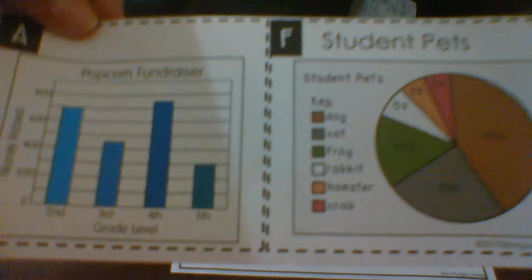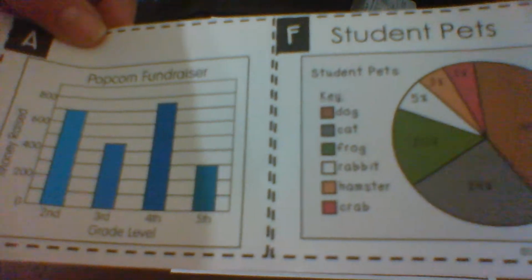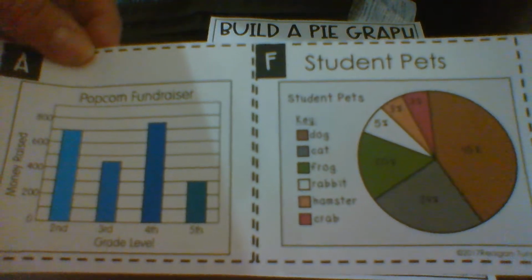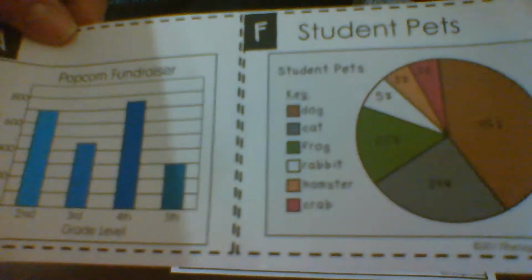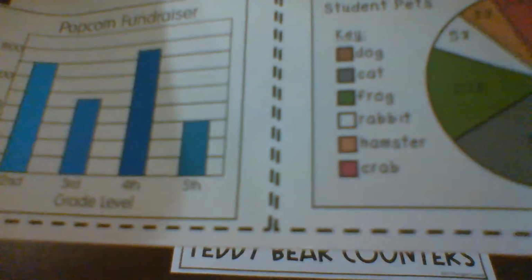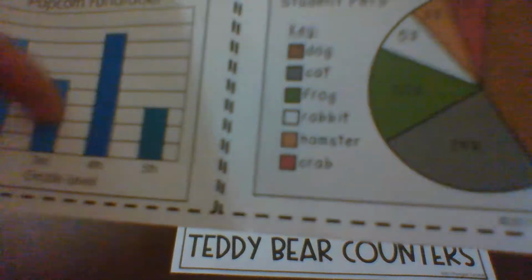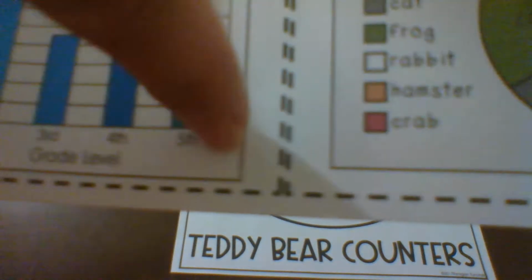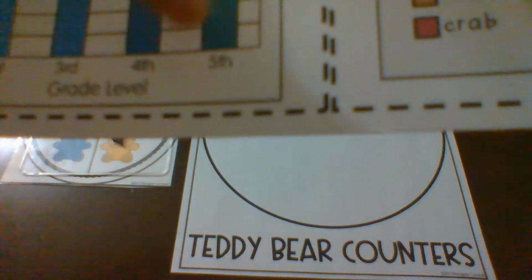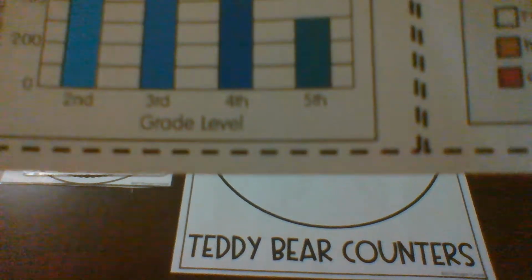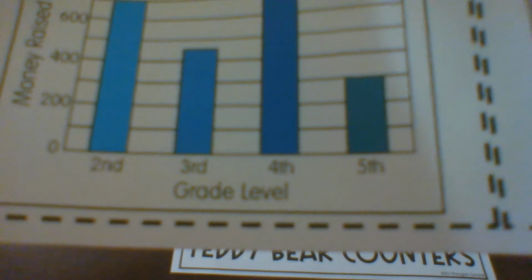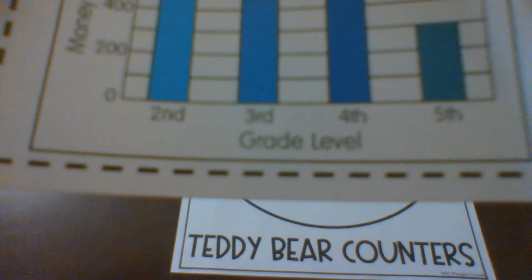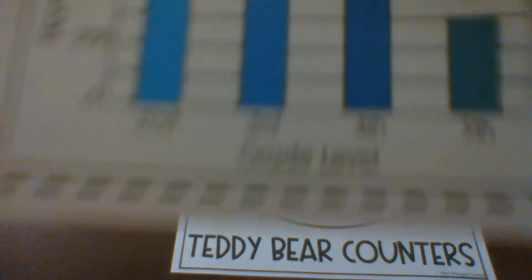Can you karate chop the one that is the bar graph? Good. You karate chop this one, right? A bar graph uses bars to represent the data. It too has a title and labels, right? 2nd, 3rd, 4th, 5th grade are your labels. And instead of a key, it has numbers to show how much, in this case, popcorn fundraiser, and it's the money raised.